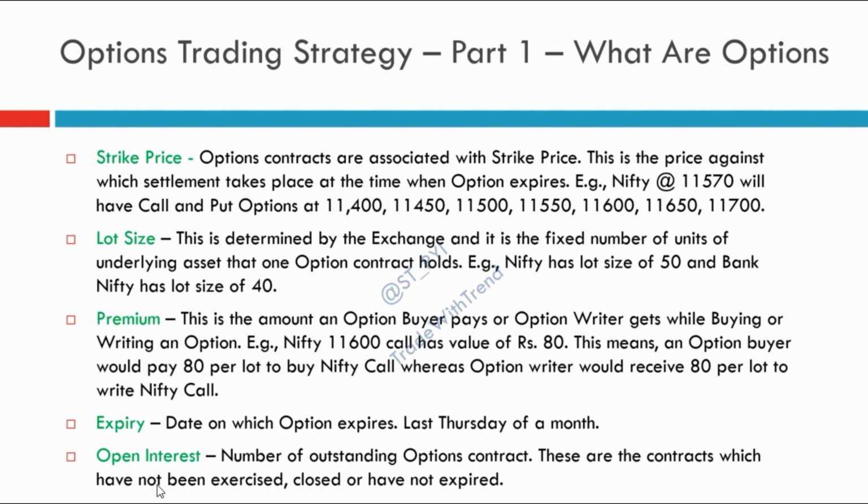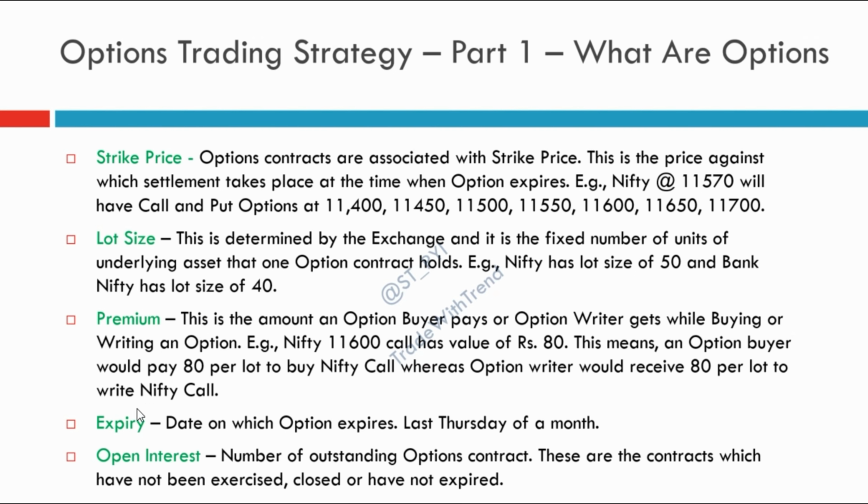And open interest, of course, is a very popular topic. Open interest is nothing but the number of outstanding options contracts in the market. These are the contracts which have not been closed, which have not been exercised, and which have not expired based on the expiry cycle. So today we are in August, so I think this month's expiry would be the last Thursday, which is coming up.